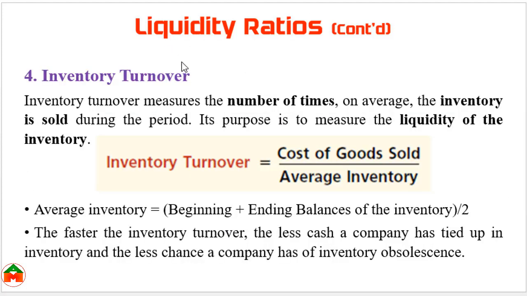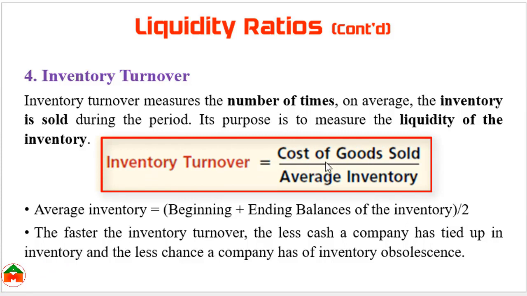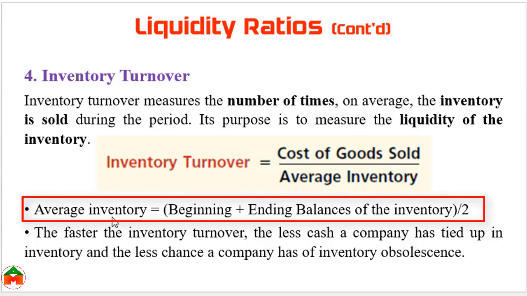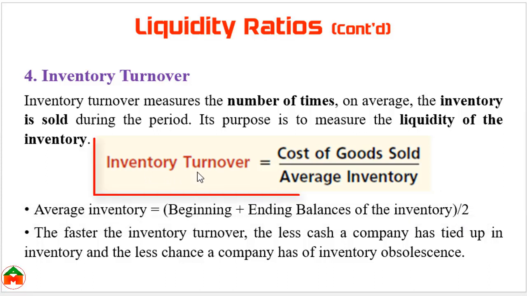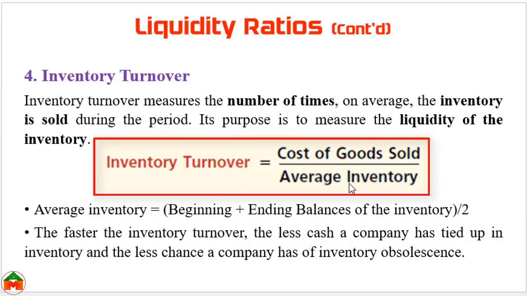The next ratio under the liquidity ratios is inventory turnover, and by this ratio we measure the number of times on average the inventory is sold during the period. By this inventory turnover, we measure the liquidity of the inventory. The formula is we need to divide the cost of goods sold by average inventory. Average inventory can be found by adding beginning plus closing inventory and divide by 2. And to get the inventory turnover, the formula is cost of goods sold divided by average inventory.